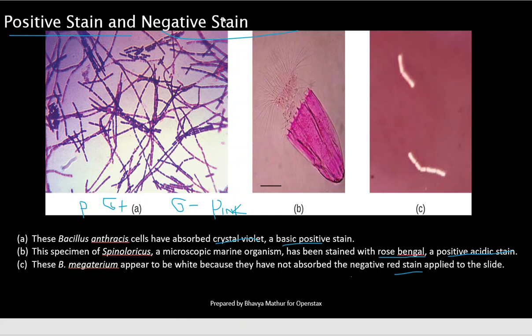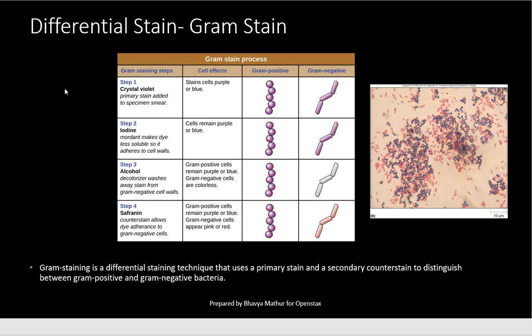Now, these Bacillus megaterium here, notice they look white, and the background looks red. So on a negative stain, you don't stain the organism, you stain the glass around it. So the positive stains are attracted to the organism. The negative stain will be attracted to the glass. Here's our gram stain. This actually is going through the process. I'll go through it for you guys.